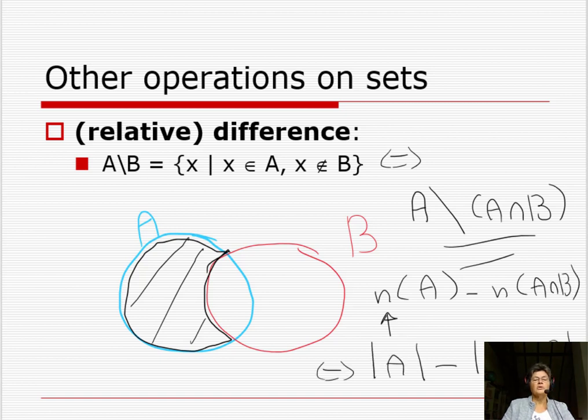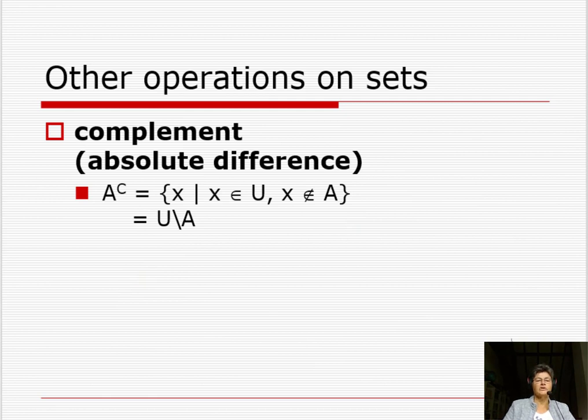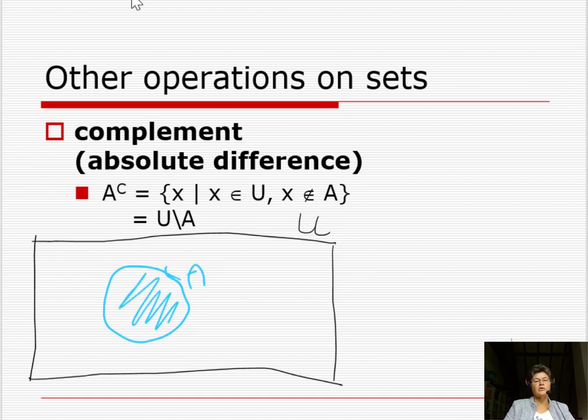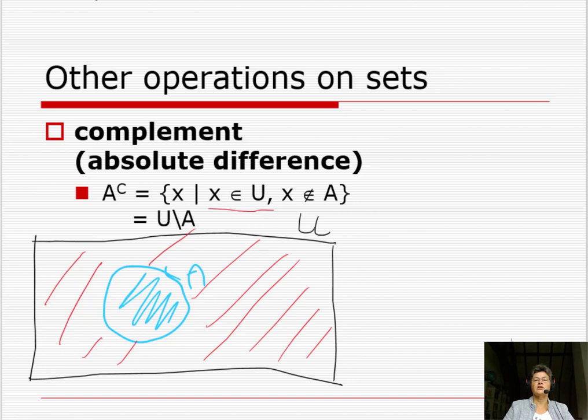Okay, another operation we can look at is the absolute difference, the complement. And now I have to draw the universe again because it is part of this definition. So if we look at this universe, and I have a set A inside this universe, then the complement of this set A, A^C, are all the elements inside the universe. So if we read the definition, all the x inside of the universe, but outside of A. So that's the red part.